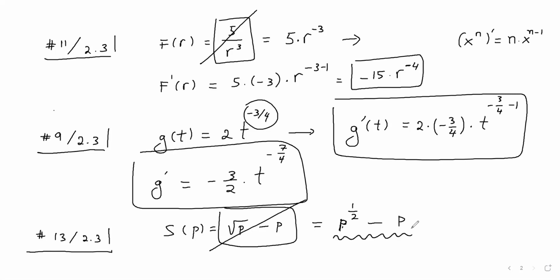So remember, everybody, square root is the 1/2 power. So I can work with this formula, and I can simply say that s prime of p, or s prime, is equal to 1/2 times p to the 1/2 minus 1, which is negative 1/2, minus p to the first prime. This is going to be p to the 1 minus 1, or p to the 0 if you want, which is 1. Or just remember that p prime is 1. That's the derivative of function x, if you want.